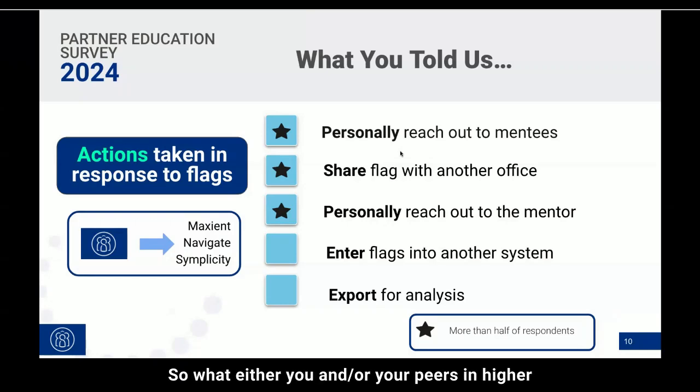So what you and or your peers in higher education told us is that there are some pretty typical actions that are taken when flags come in. Catherine showed you how to get that information, but what most of the campuses are doing, by far, is reaching out to the mentees directly. And that's so good to see because that's what they're there to do, right? Flags are individually actionable.